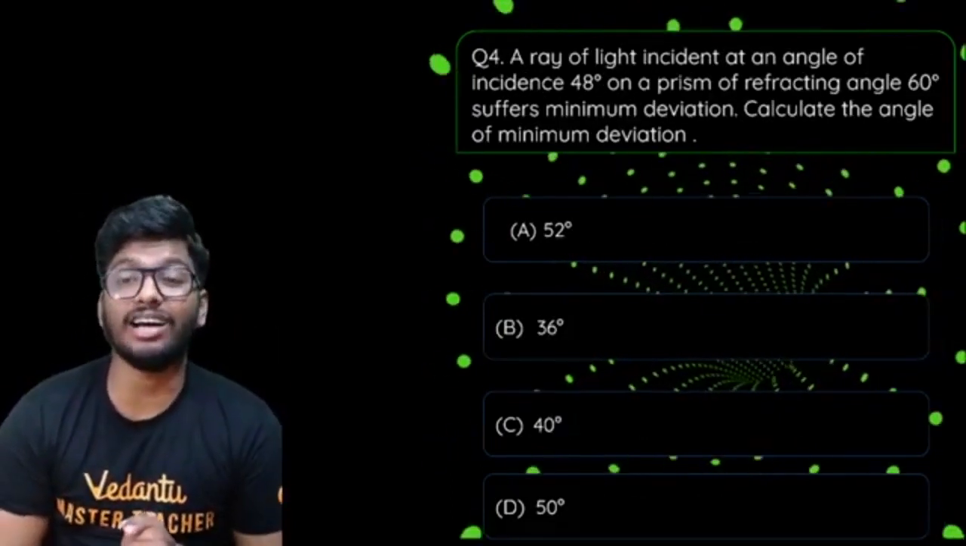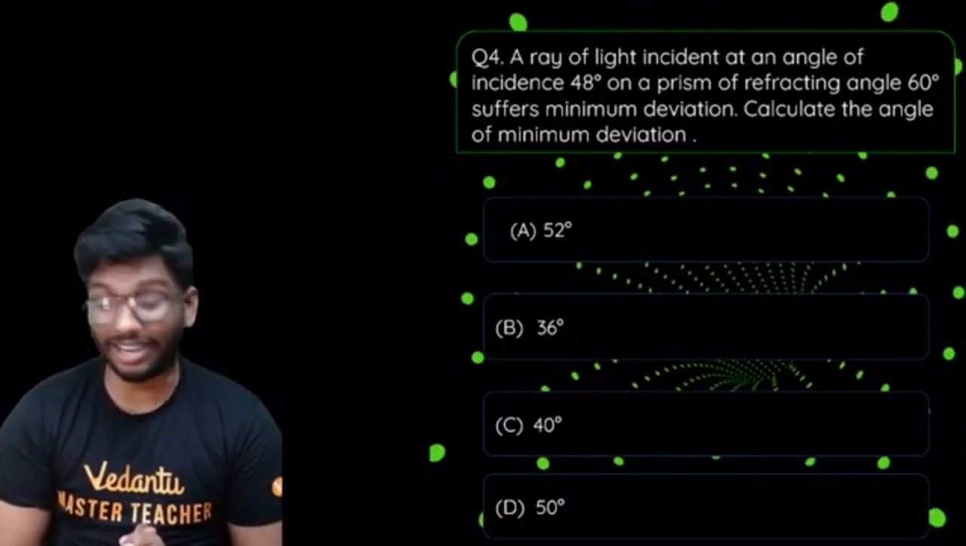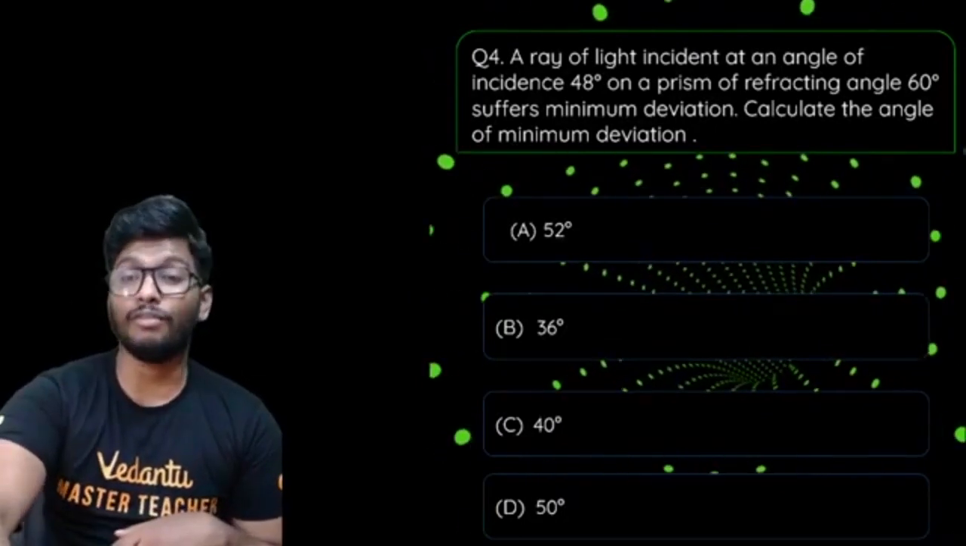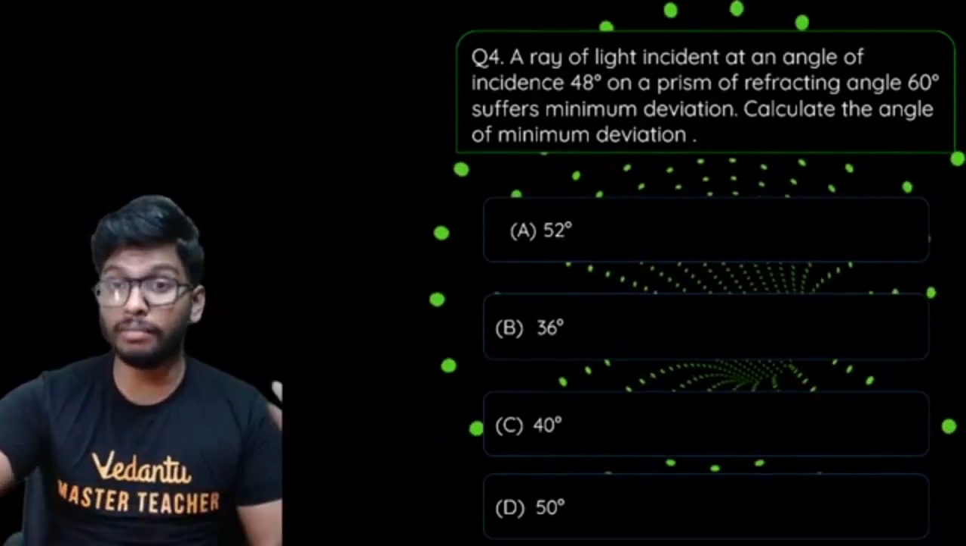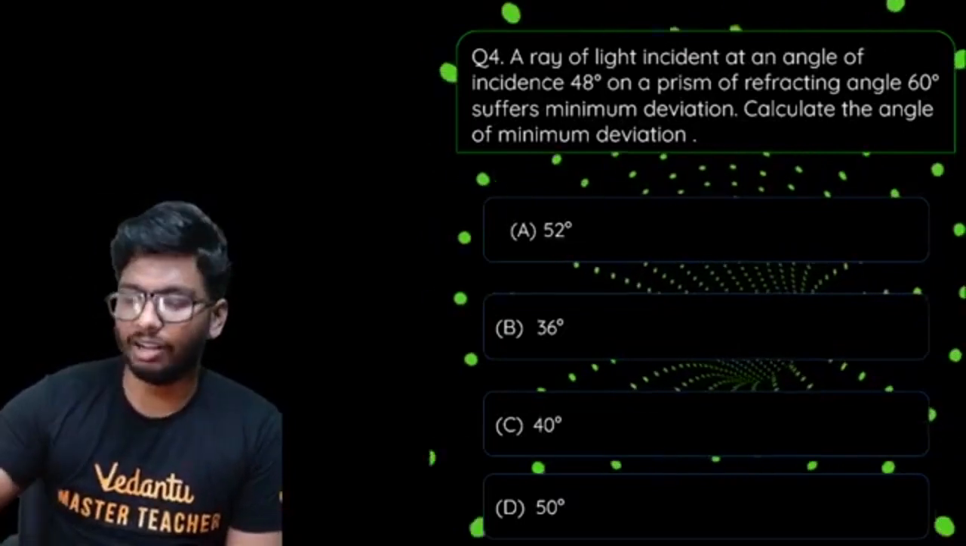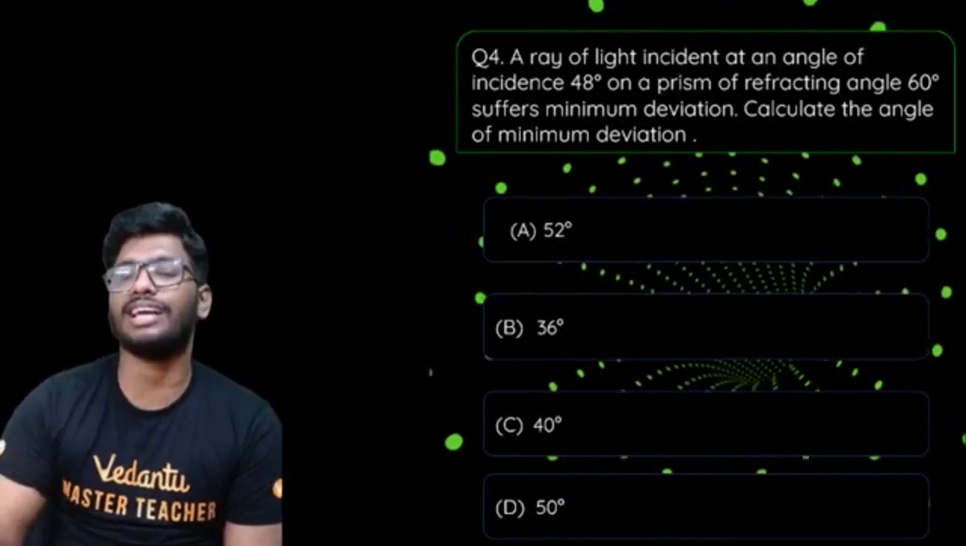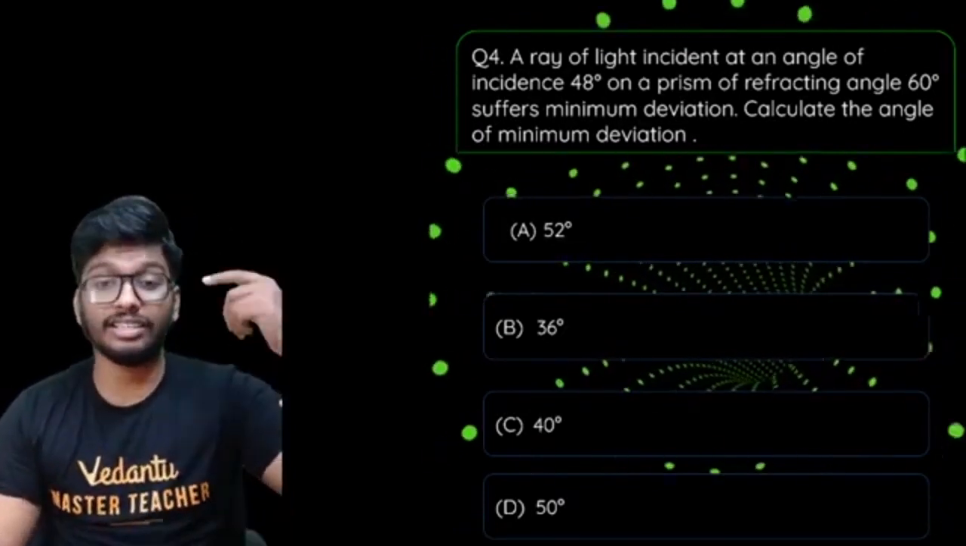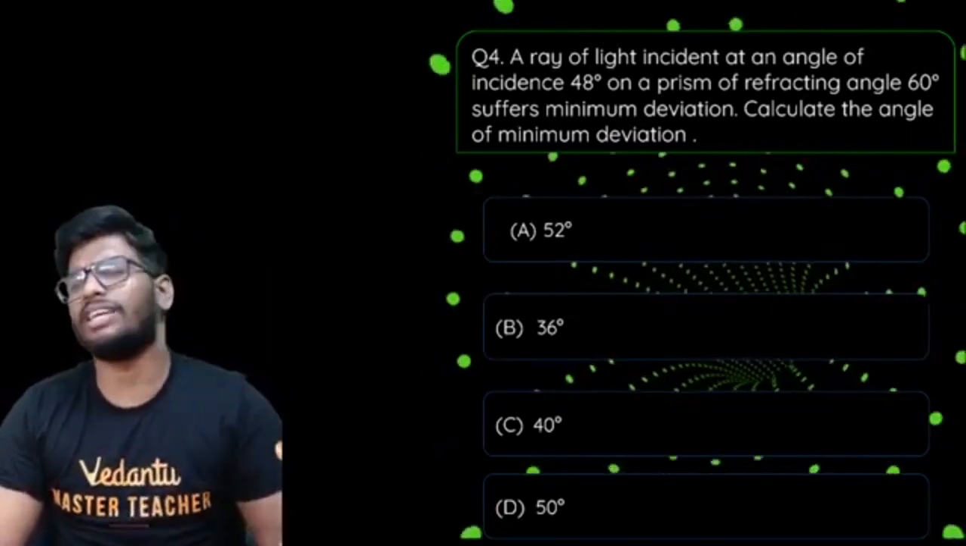A ray of light incident at an angle of incidence of 48 degrees on the prism of refracting angle of 60 degrees suffers minimum deviation. Calculate the angle of minimum deviation. You're supposed to find out what is delta over here. Your options are 52 degrees, 36 degrees, 40 degrees, and 50 degrees. It's a very simple problem.